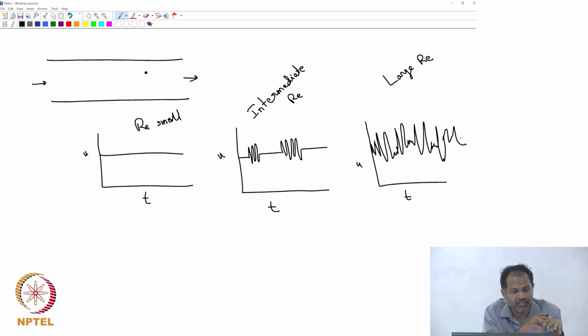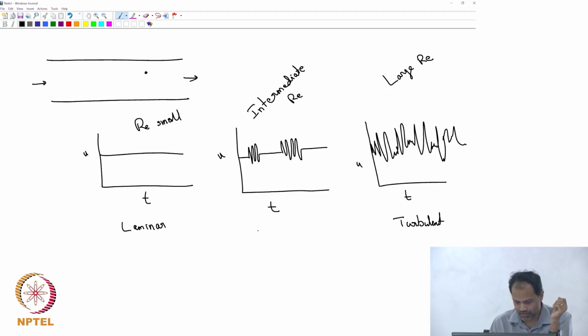The left hand picture, when Reynolds number is very small, is when we call the fluid flow laminar. The right hand side, when the Reynolds number is very large and you see this noisy signal, is when you call the fluid flow turbulent. And in between, when you see this, it's actually the transition from laminar to turbulent. So this is what we have as laminar flow, this is turbulent flow, and this is the transition between the two. And remember, this is not with respect to time, this is with respect to Reynolds number that I am talking about.